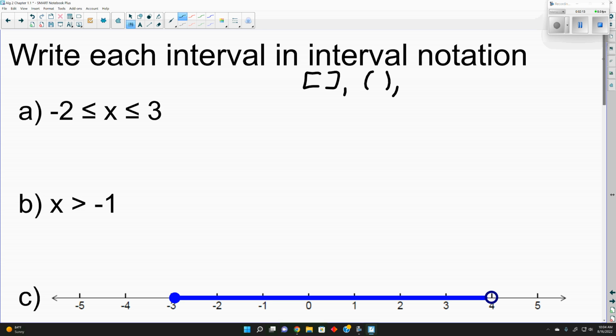Now, if we look at the first one, A, we can see that there are two endpoints. So in interval notation, we will have the two numbers, -2 and 3, because it is talking about the interval between -2 and 3.